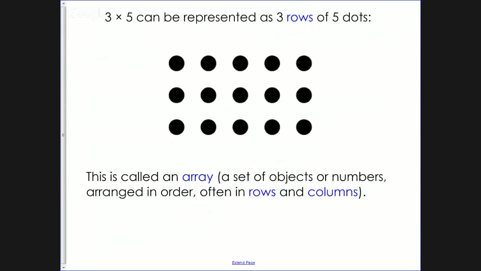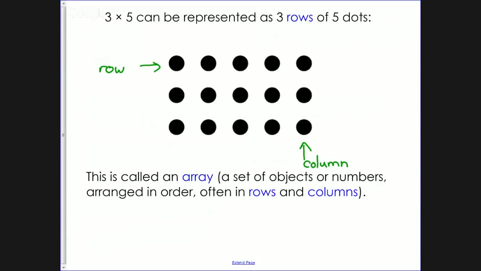3 times 5 can be represented as 3 rows of 5 dots. This is called an array, a set of objects or numbers arranged in order, often in rows and columns. If you have a Master Bible Guide, it's a good idea to record this definition of an array along with an example, possibly this one here that you have on the screen, to help you remember. I also recommend that you write on your example that rows go across and columns go up and down. This is an important piece of information, not only for this lesson, but in future lessons as well.